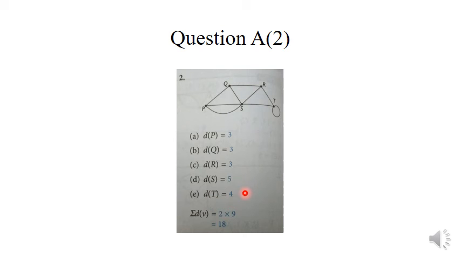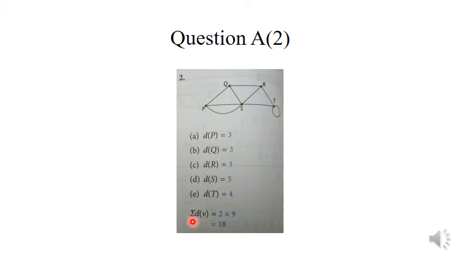Okay, now you find the sum of degrees. Count 3 plus 3 plus 3, 9, 9 plus 5, 14, 14 plus 4, 18. So you write 18 here. That is the total of all these numbers. Sum of degrees is 18.